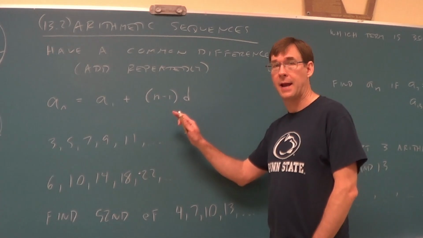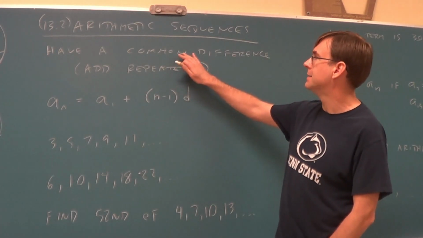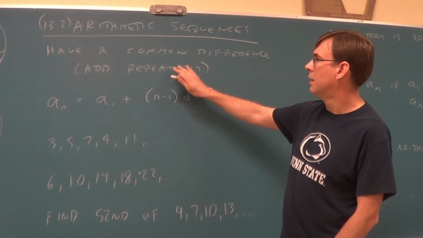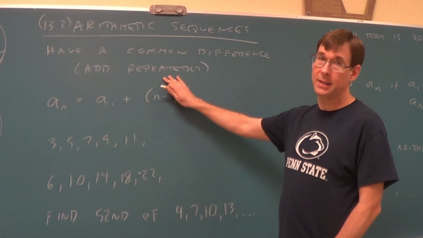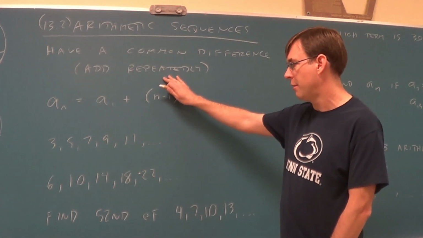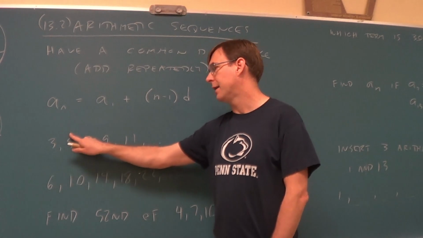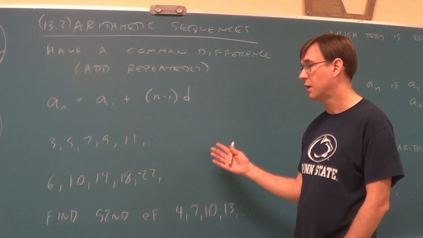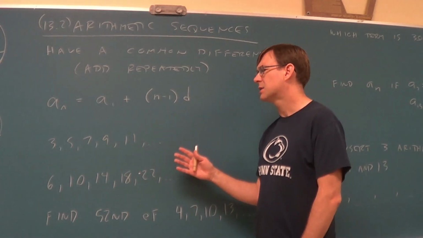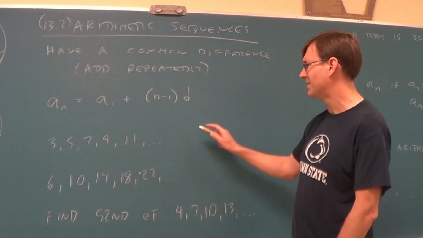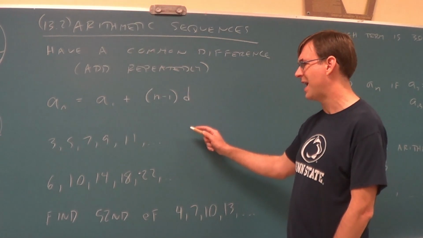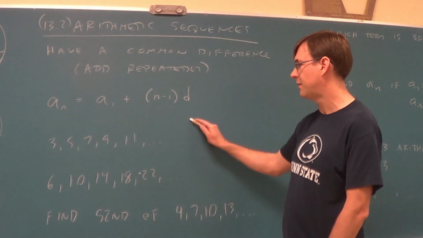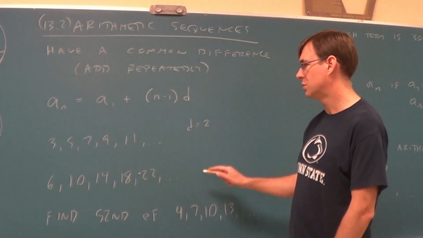Every arithmetic sequence has a common difference, meaning they're going to add repeatedly the same number over and over again. Like for this one, we're adding 2, adding 2, adding 2. The common difference is 2. Some of the homework, I think one of the questions they'll ask you is to just find the difference. So if your job is to find the difference, it's 2.